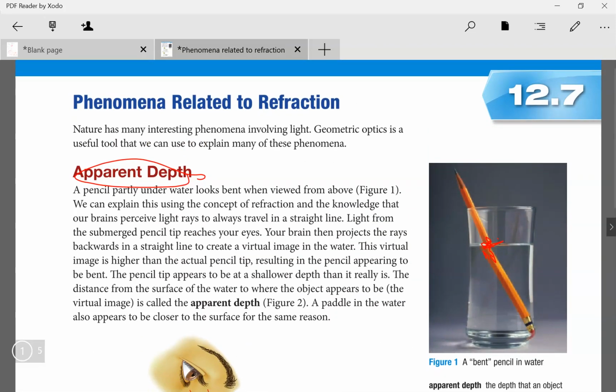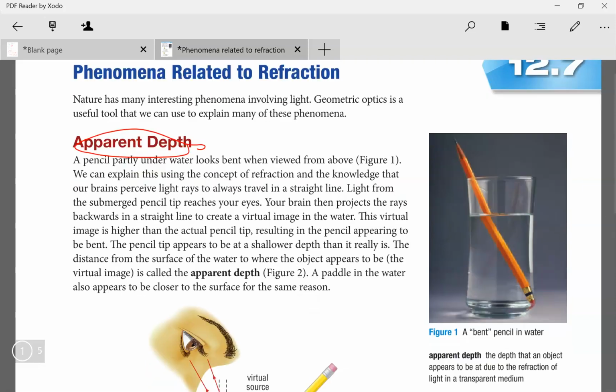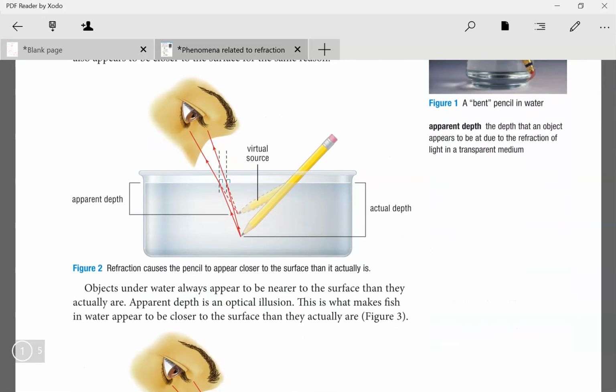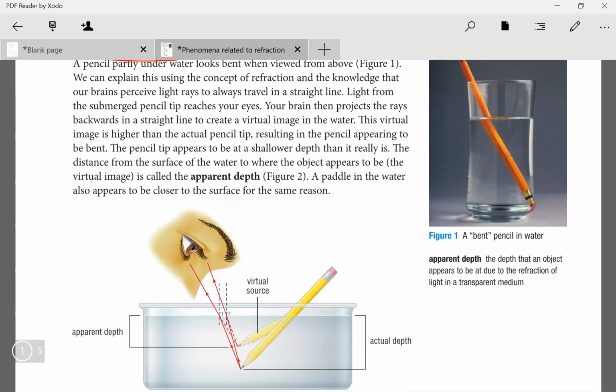But it looks like the pencil is bending, or weirdly shaped, and this is because of the apparent depth phenomenon. So the important thing here is, the pencil tip appears to be at a shallower depth than it really is. That is always true. So whenever you look at apparent depth, the object seems to be closer to the surface than it actually is.